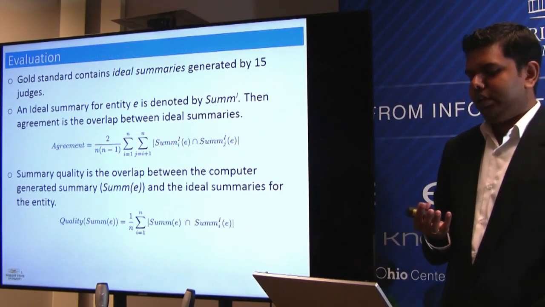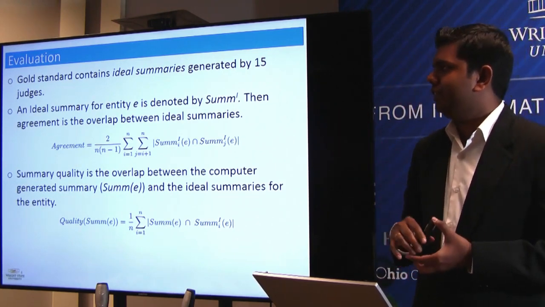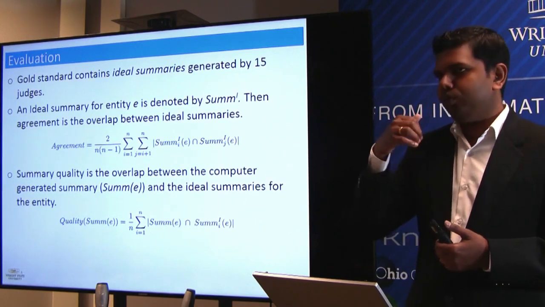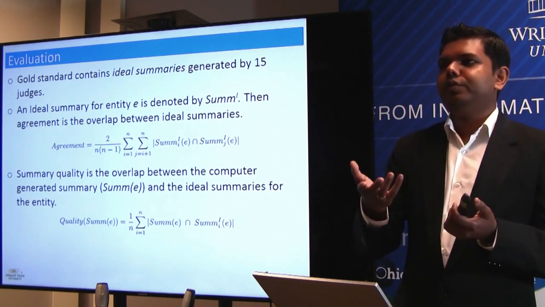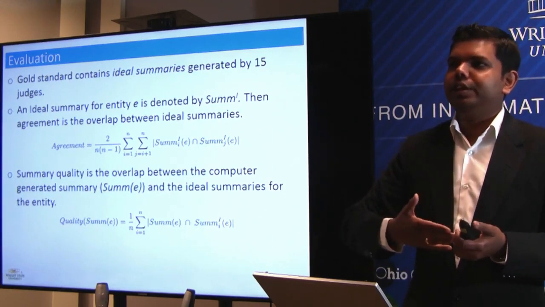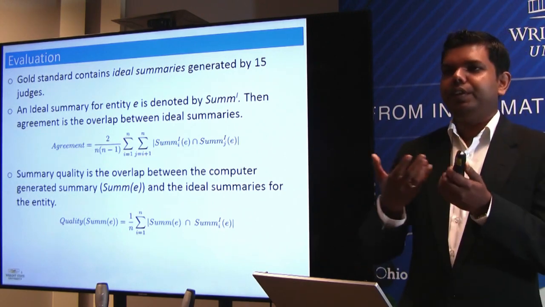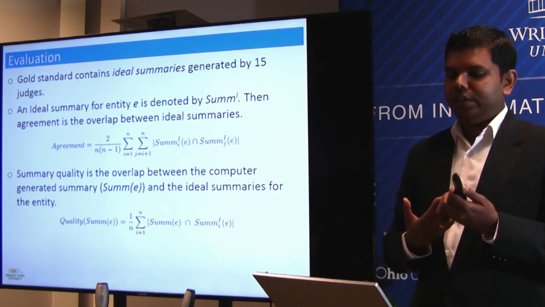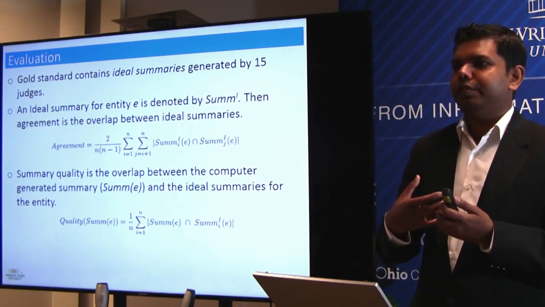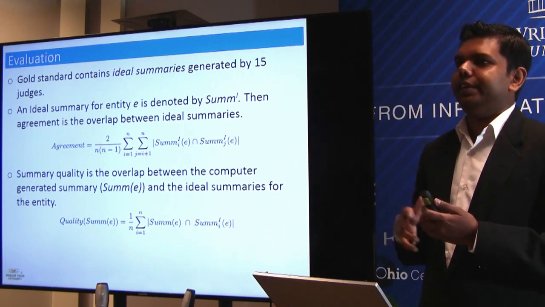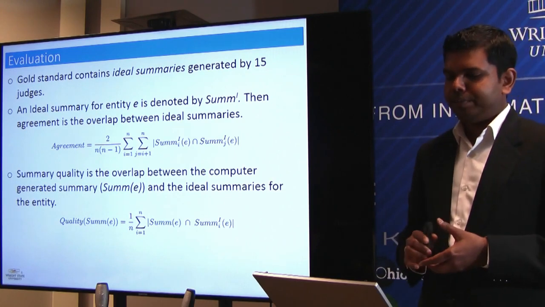For the evaluation, we created a gold standard using 15 judges. We gave them the set of entities and asked them which entities they prefer to see, and then they selected a set of entities of length 5 and 10. We measure the agreement between the human-generated entity summaries and the average overlap between the computer-generated one and all the human-generated entity summaries. We call it the quality of the summarization.